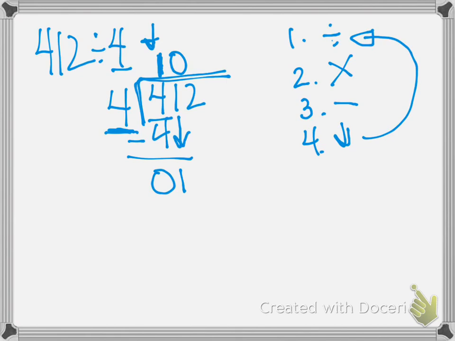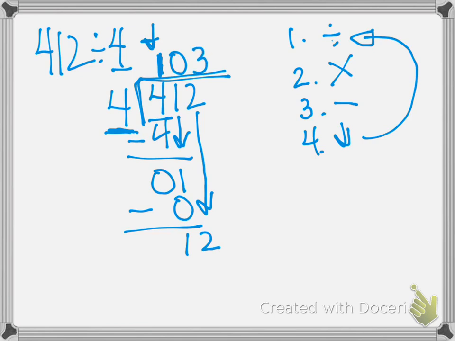So we just divided. Now we're on multiply. The number that we just wrote, we're going to multiply it by the divisor. So 0 times 4 is 0. And now we're on subtract. And now we're on bring down. And now we're back up to divide. 12 divided by 4 is 3.